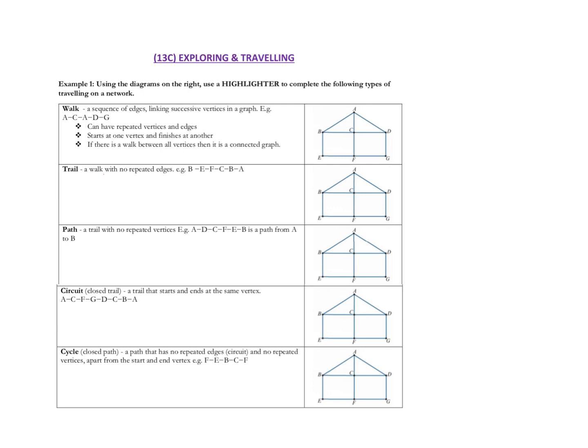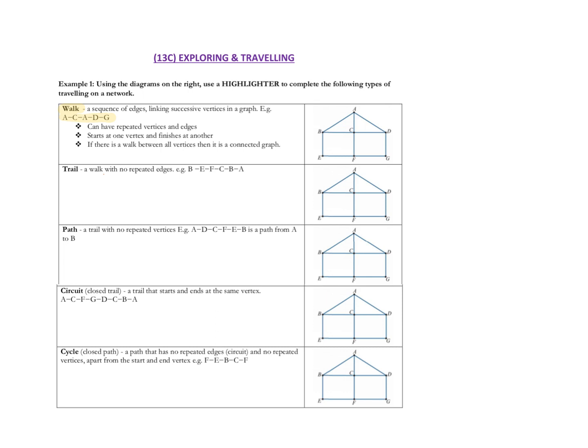All right, so the first one we're going to look at is a walk. A walk is a sequence of edges, so you move along the edges, linking successive vertices. That means the next vertex after the next has an edge in between them. They've done an example over there, and you can see they've written it out. That's how you write out a walk.